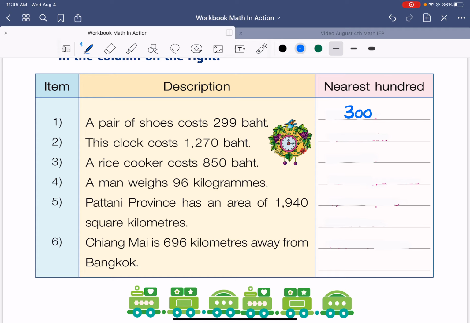Next, this clock costs 1,270 baht. So again, we're going to look at this number 7. 5, 6, 7, 8, and 9. We go up. We have to go up. We're going to round up. So again, this is going to go up as well. So it's 1,300.